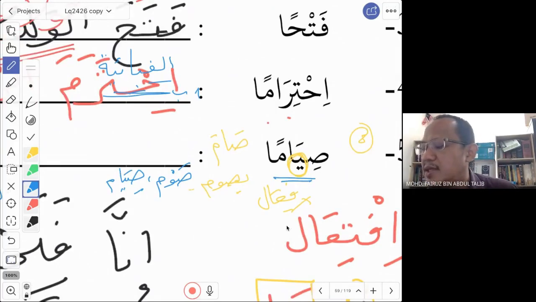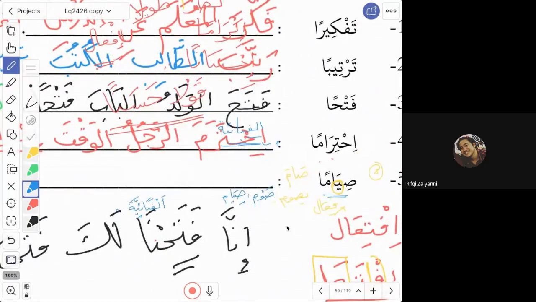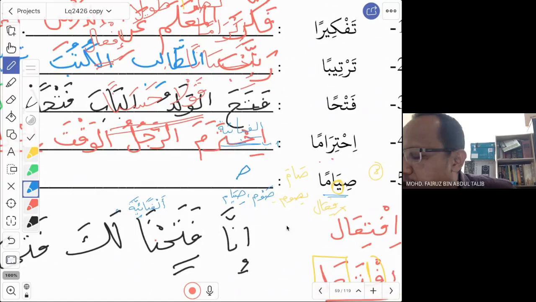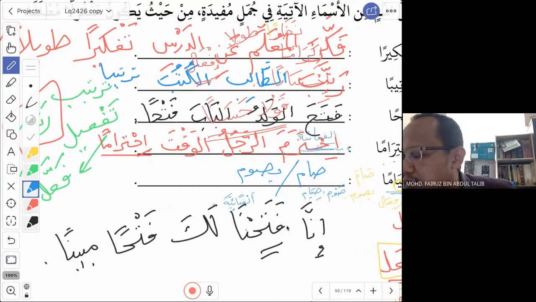In this case, they choose the word siyam. Okay? So now you know the fi'il. You can actually use either fi'il madi, fi'il mudari, or fi'il amar. It is not a problem. In our example, we use fi'il madi, but you can use fi'il mudari. You can say yasumu if you want. Now write a fa'il. Who fasts?